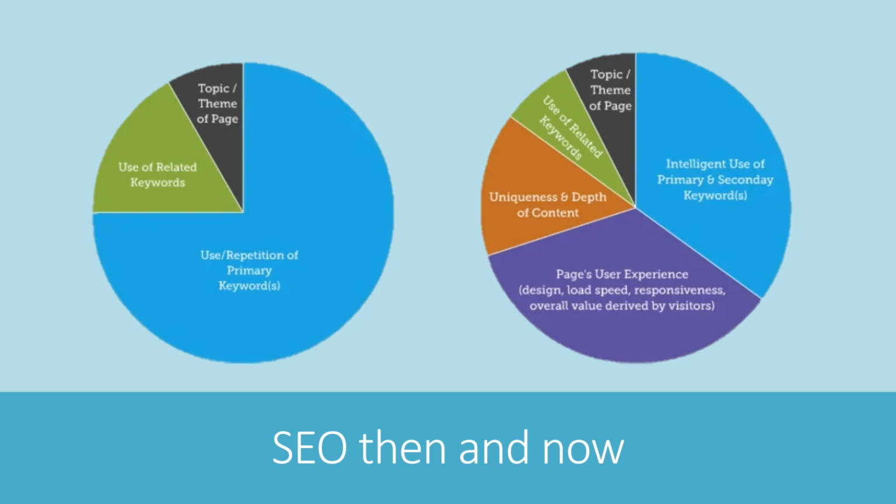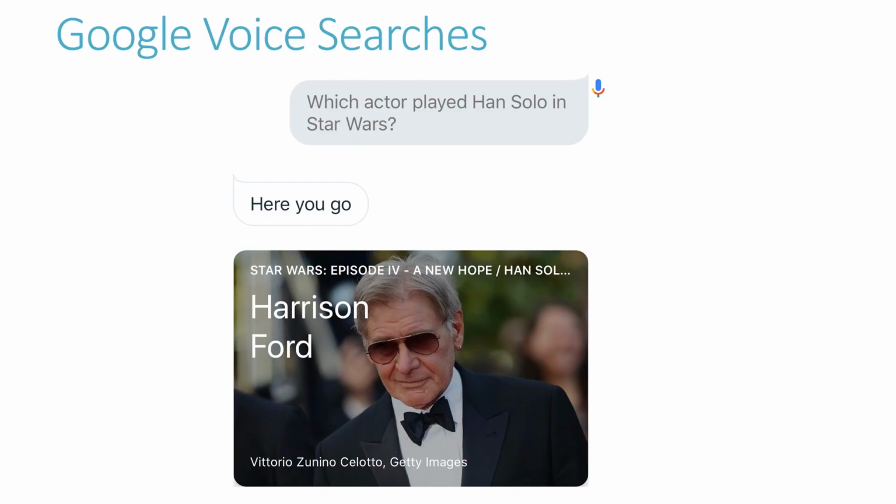Let's see how SEO works then and now. Before the Google Knowledge Graph was invented, a major portion of search engine optimization was based on the usage of repetitive primary keywords. Now it's the intelligent use of primary and secondary keywords, user experience, and uniqueness and depth of content. With Google Assistant now built into more than 1 billion devices and around 70% of requests being expressed in natural language, making sense of voice queries is more important than ever for Google.